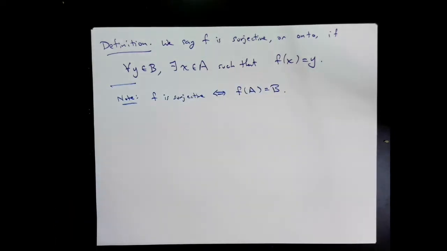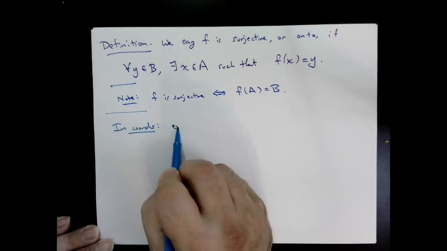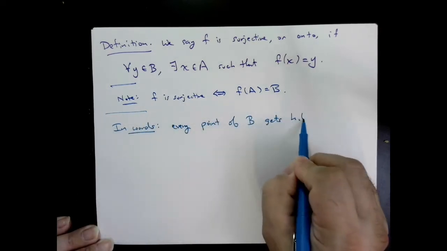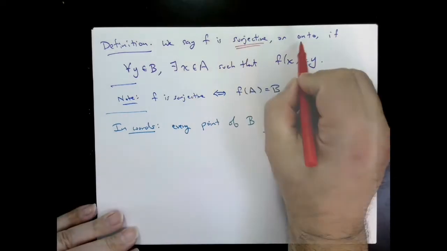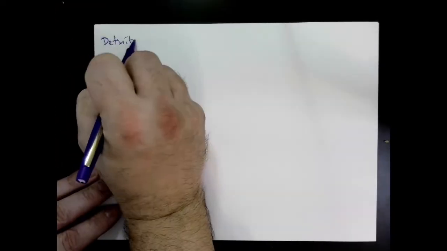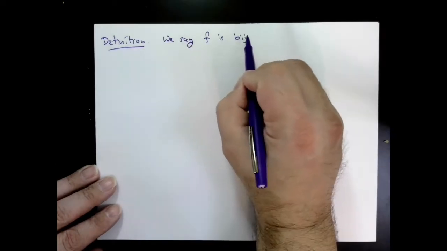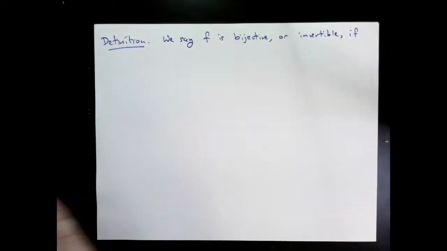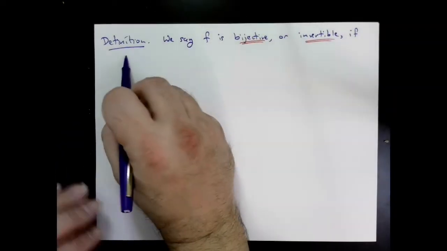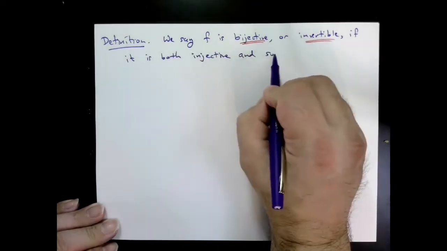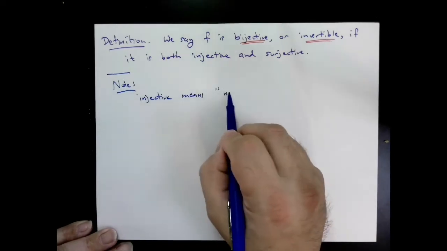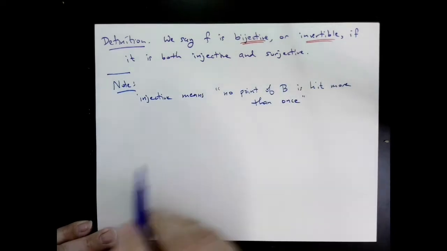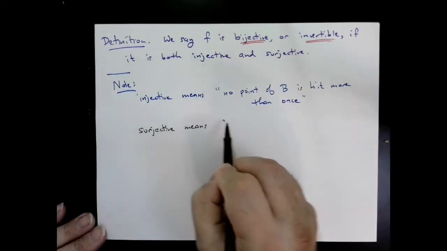Summarizing these two, note that surjective means at least one x maps to every y, and injective says that at most one x maps to any y. And finally, we can put these two together. A map is called bijective or invertible if it is both injective and surjective. This means that every point in B is hit by exactly 1 point from A. Also note, a bijection on a finite set is called a permutation.